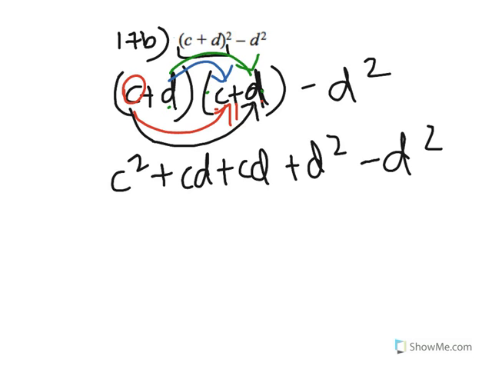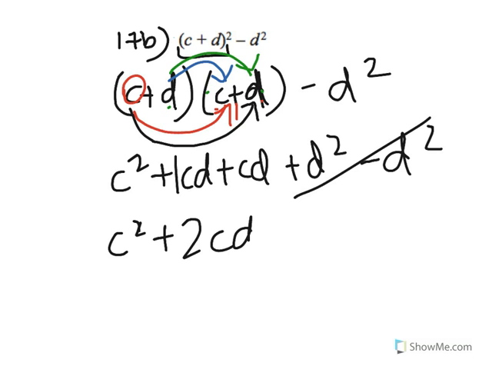So d squared plus d squared minus d squared becomes 0. So it becomes c squared plus 2cd, since 1cd plus 1cd is 2cd. So now how do you factorize this? You basically take the highest common factor between them. And what is that? It's nothing but a c.